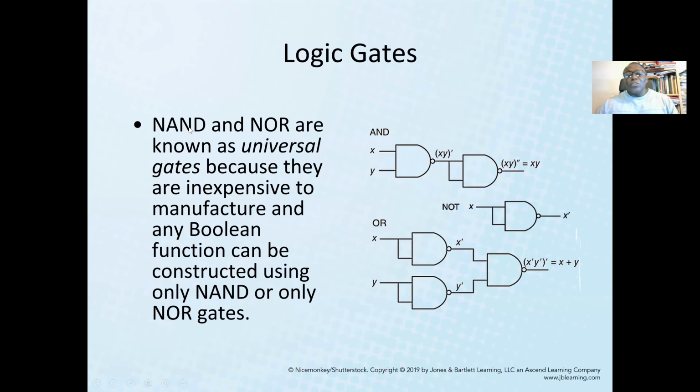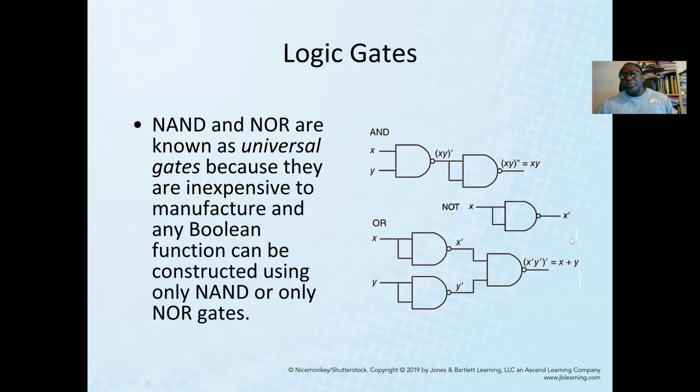Now, NAND and NOR are the most common. They're also known as universal gates because they are inexpensive to manufacture, and any Boolean function can be constructed using only NAND or NOR. So NAND and NOR are very common gates. So we have an example here.